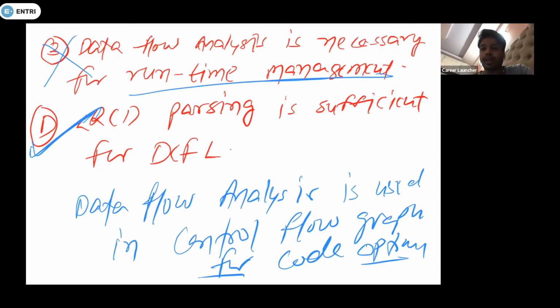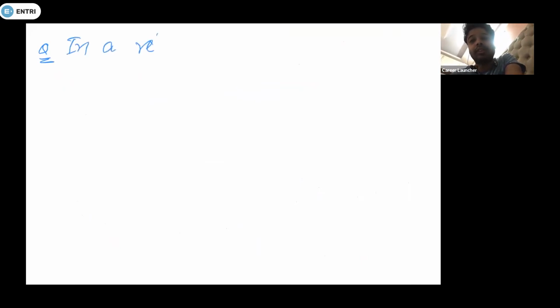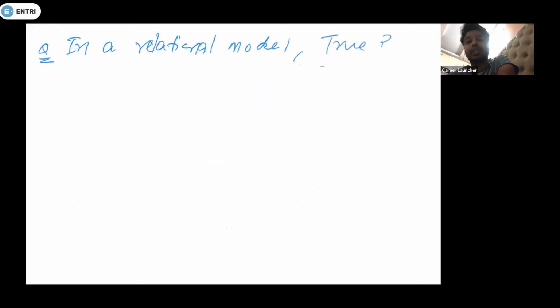Okay. Now the next one is: in a relational model, which one of the following statements is true? Which one is true here? So this is one of the DBMS problems, in a relational model. Which one is true here?